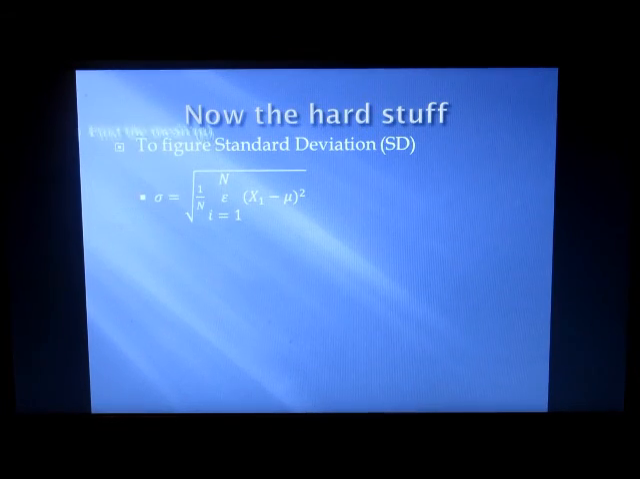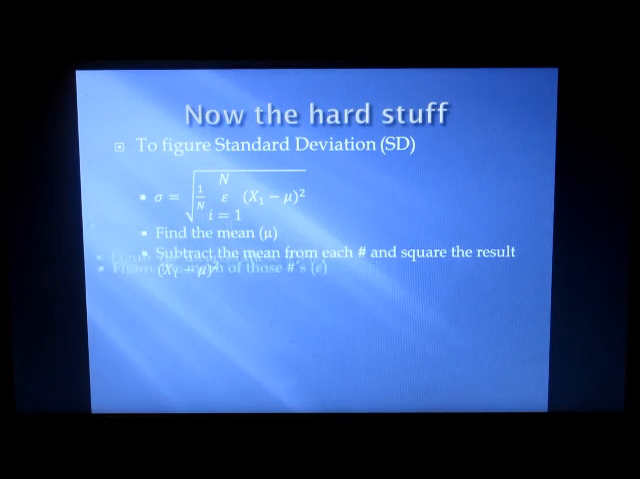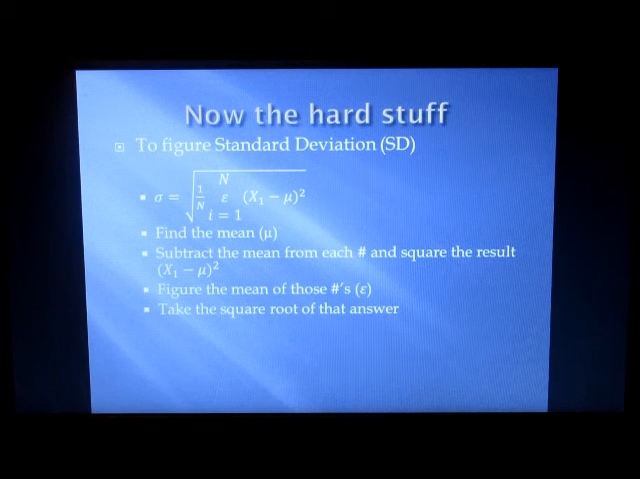Now we need to figure the standard deviation, or SD, of each data set. Let's fly through this pretty quickly because we should all know how to figure an SD at this point. Here's the equation. Find the mean, subtract the mean from each number and square the result, figure the mean of those numbers, and take the square root of that answer, and voila, the SD for both data sets.